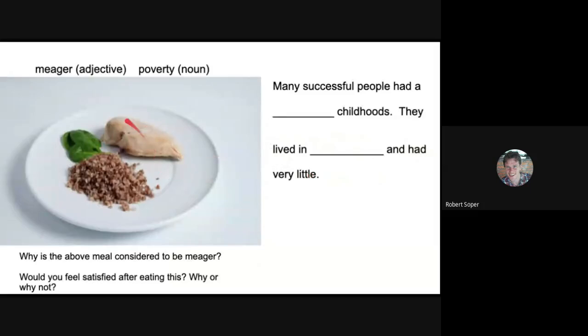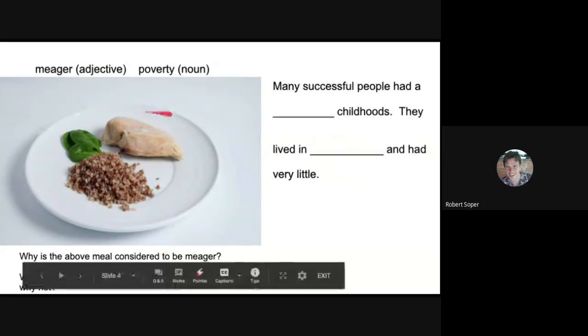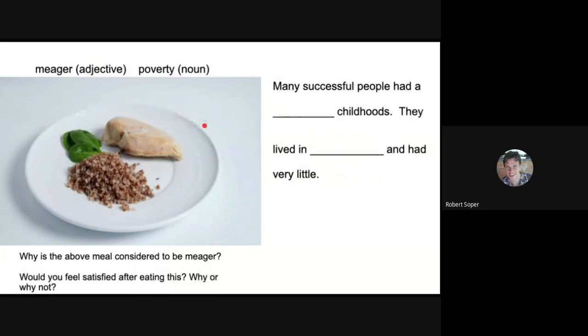Before moving on here, let's talk about this word meager and look at this above meal here. So this is a plate of food. We'd call that a meal. And why is the above meal considered to be meager? Pause the video and see if you can answer that question.